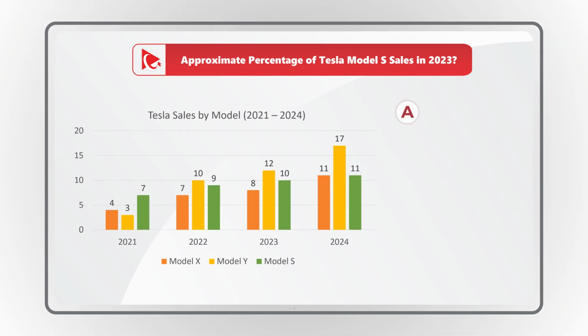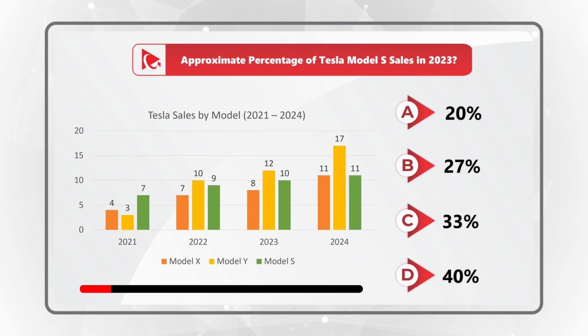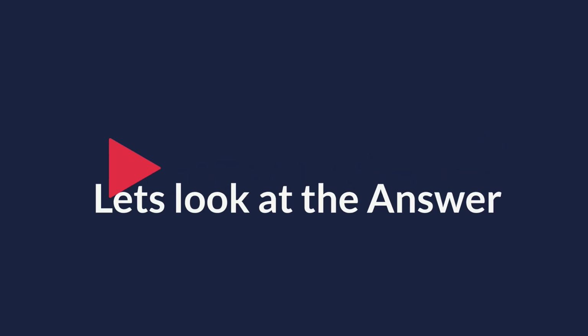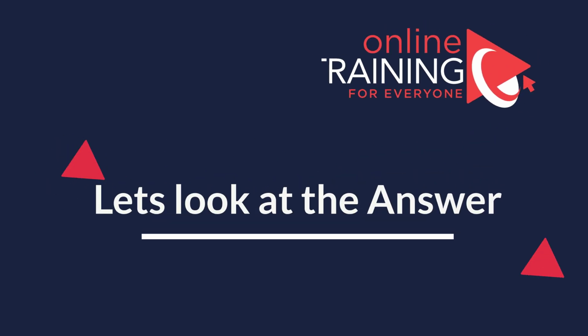choices. Choice A, 20%. Choice B, 27%. Choice C, 33%, and then choice D, 40%. Give yourself a little bit of time, maybe pause this video to see if you can come up with the solution. Hopefully you figured it out, because I'm moving forward to share the final answer with you. And obviously, if you have a better way to solve it, please make sure to post in comments.